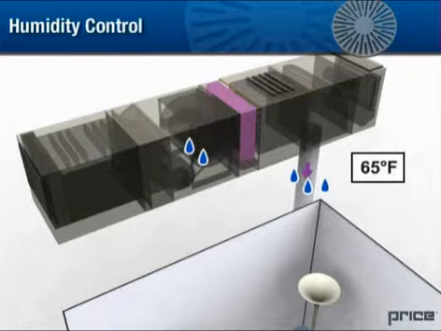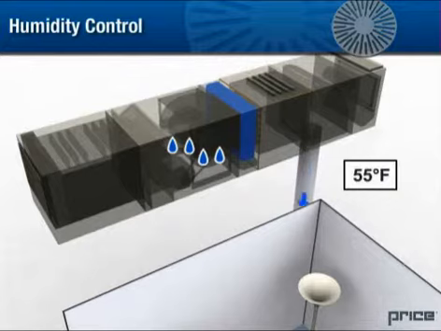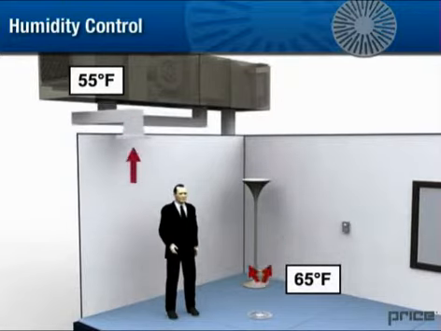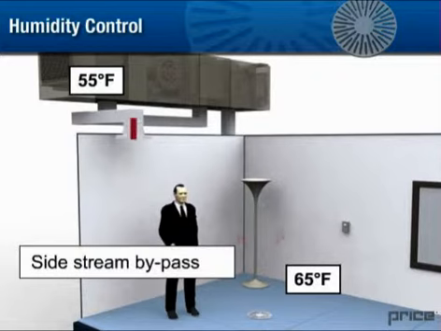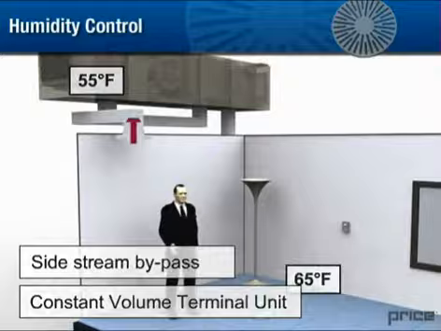In order to achieve proper dehumidification with underfloor air distribution systems, we can cool the circulated air to 55 degrees Fahrenheit, then temper it to the desired air temperature of 65 degrees Fahrenheit before introducing it into the environment. This is most commonly accomplished by mixing the warm filtered return air with the conditioned air at the air handler, known as side stream bypass, or with a constant volume terminal unit at the zone level.